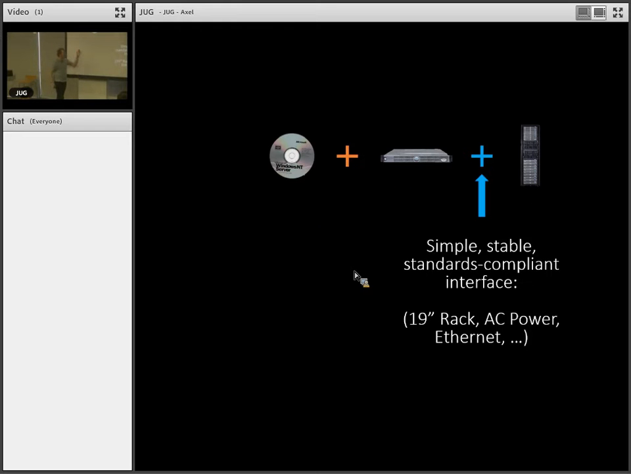And basically, we designed a standard interface, a 19-inch rack. We've got AC power and Ethernet. And as long as you comply to that, I can come with my server in your rack. I have 1U, 2U, 4U, whatever I have. Just stick it in, and we're good to go. We're in business. And so this is basically the classic co-location model that we have.